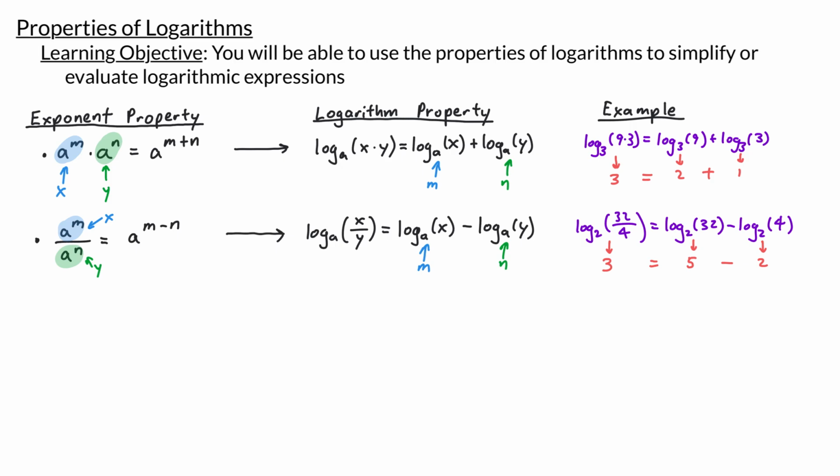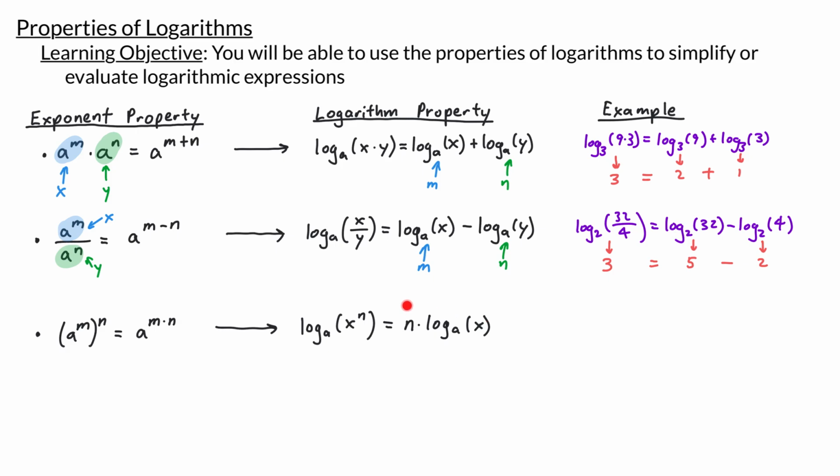Let's look at one last property. The exponent property that we're interested in this time is if we have a to the power of m, and we take this whole expression and we raise it to the power of n, this can be simplified to a to the power of m times n. The corresponding log property says this. If we have log with base a of x to the power of n, then this can be rewritten as n times log with base a of x.